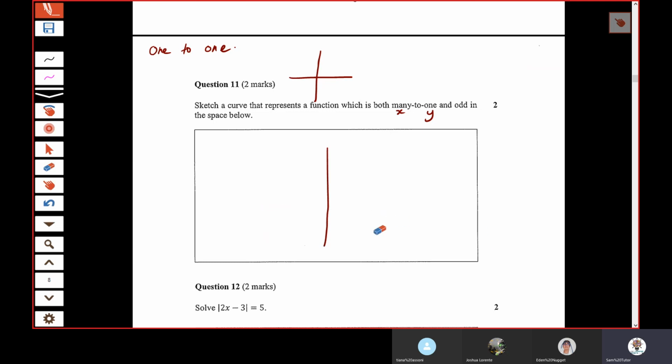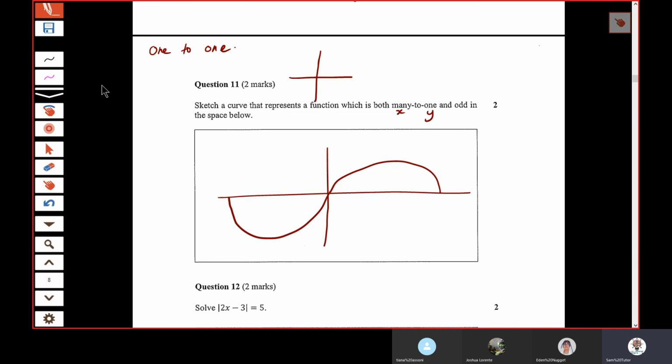I'll show you a many to one, just a basic one. A many to one could be that, right? Because there's two different x values, let's say right there and there, that gets you the same y value. So that would be a many to one. I think I'm going to draw it like this. That's really bad, but anyways, you guys get the idea. There you go. See? It's many to one, and it's odd.